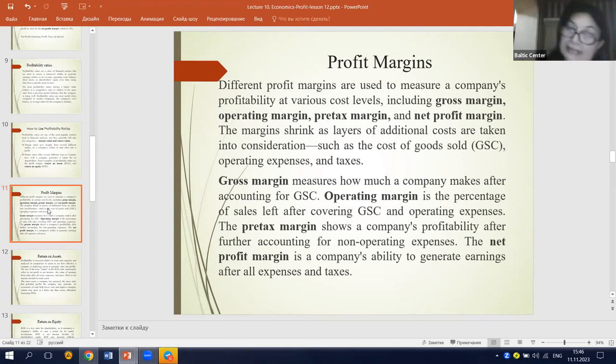So the pre-tax margin shows the company's profitability after further accounting for non-operating expenses.